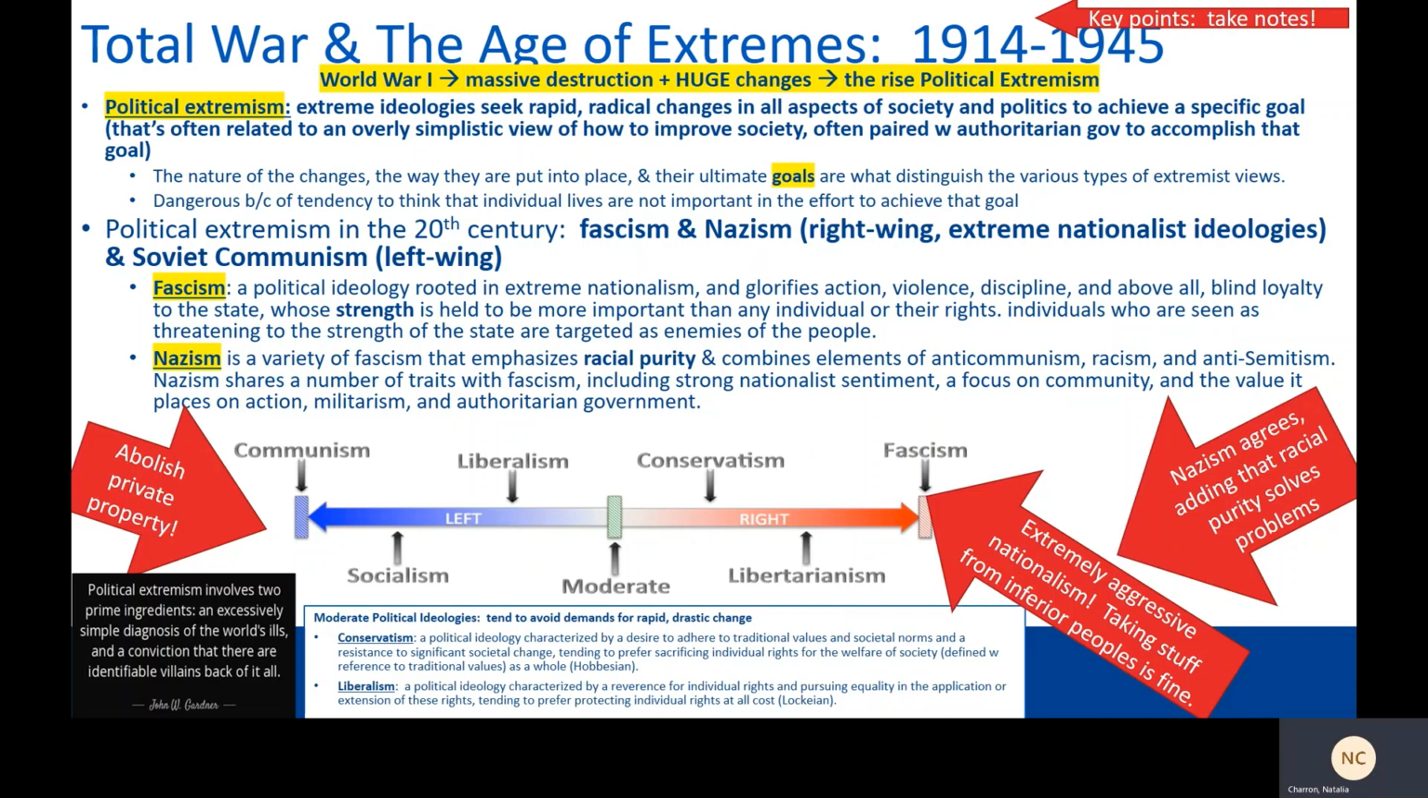So, again, that's a lot. Get some preliminary notes from these ideas, definitely what political extremism is, and see if you can articulate fascism and Nazism. Drawing pictures for these things is one of the best ways to go. Then press play again for one last piece of the puzzle.